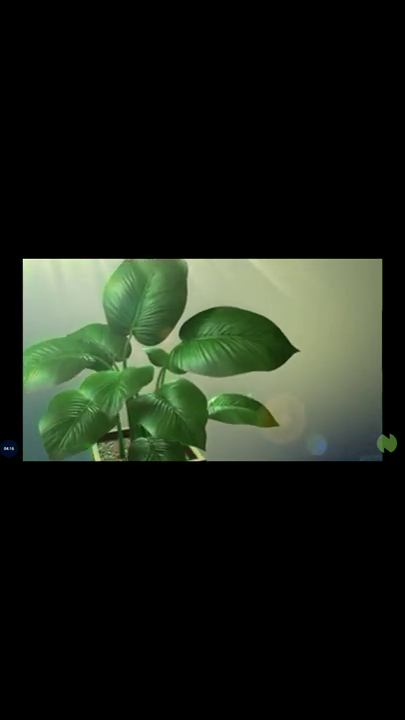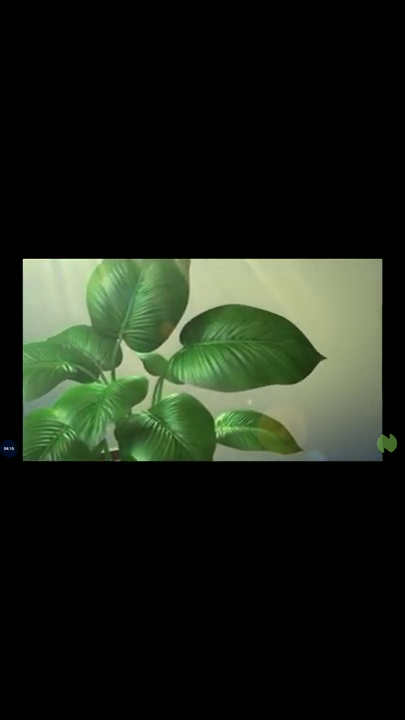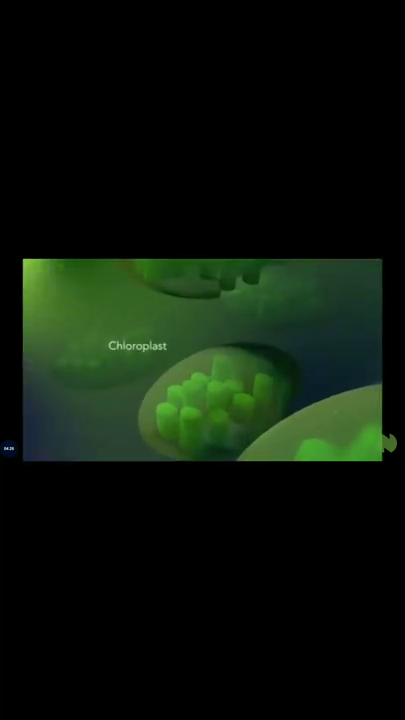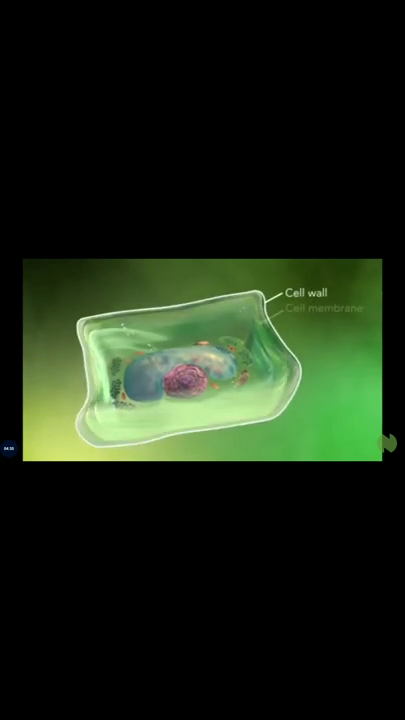Some organisms, such as plants that are photoautotrophic, meaning they capture sunlight for energy, have cells with an organelle called a chloroplast. The chloroplast is where photosynthesis happens. It's green because it has a green pigment called chlorophyll. Plant cells also have a cell wall outside of their cell membranes that shapes, supports, and protects the plant cell. Animal cells never have a cell wall.